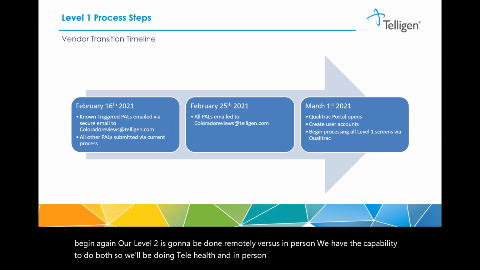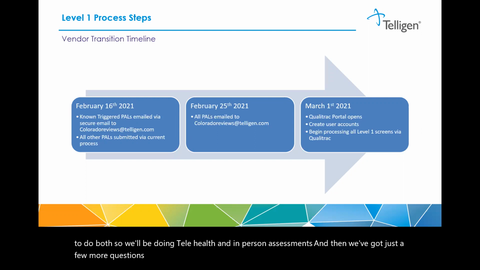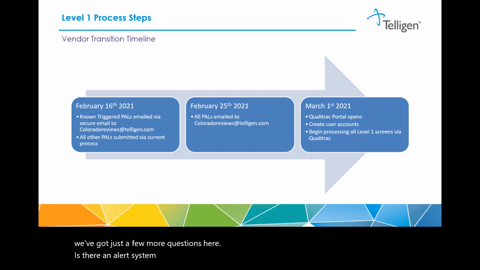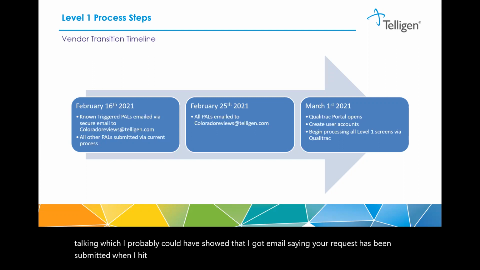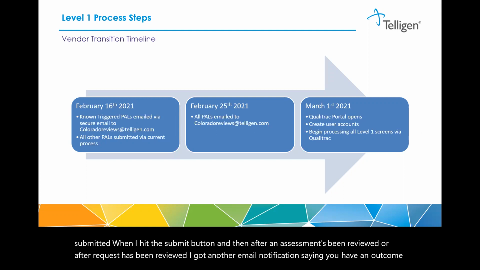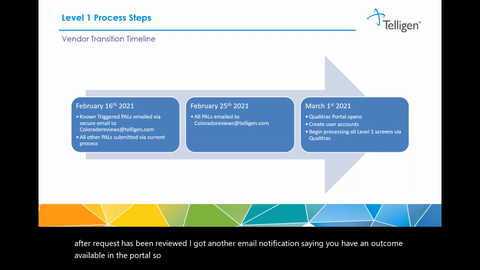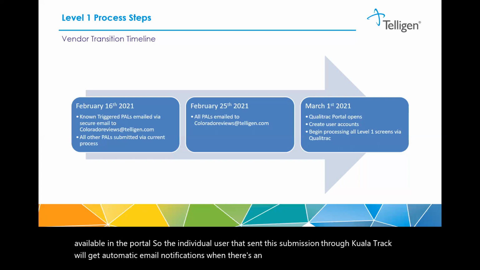And then we've got just a few more questions here. Is there an alert system for the portal? Yes. As the submitter, I got emails while we were talking, which I probably could have showed, saying your request has been submitted when I hit the submit button. And then after a request has been reviewed, I got another email notification saying you have an outcome available in the portal. So the individual user that sent the submission through Qualatrack will get automatic email notifications when there's an update, or saying that your submission has been received.